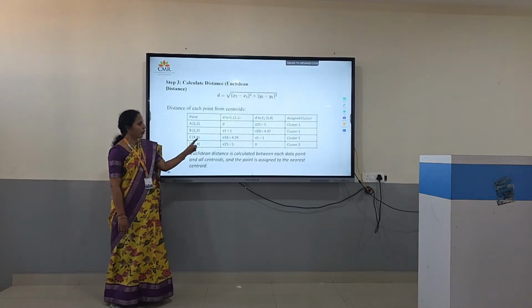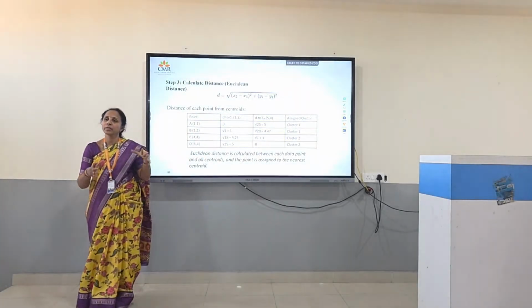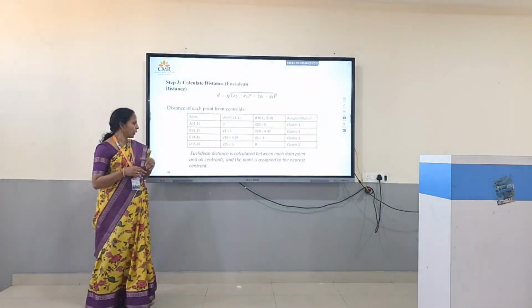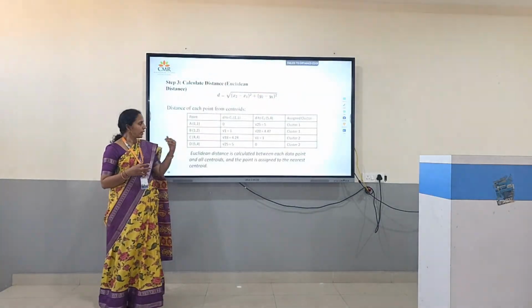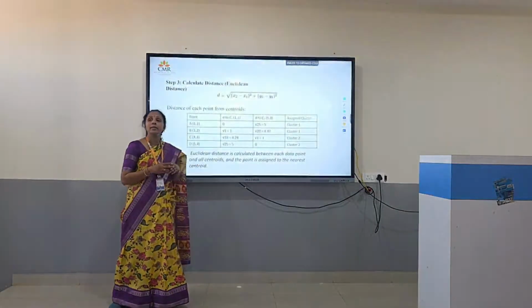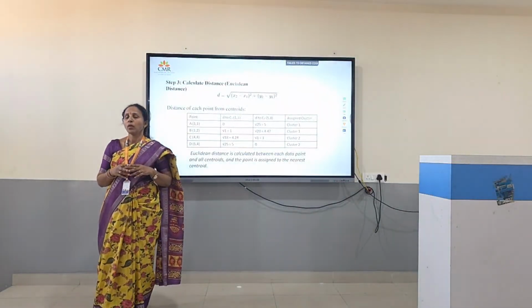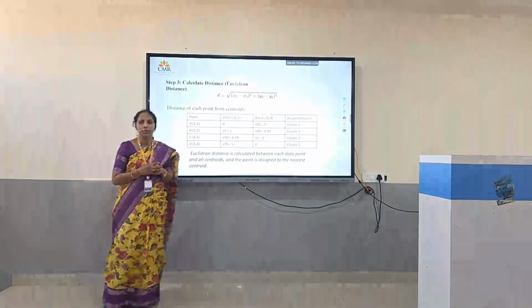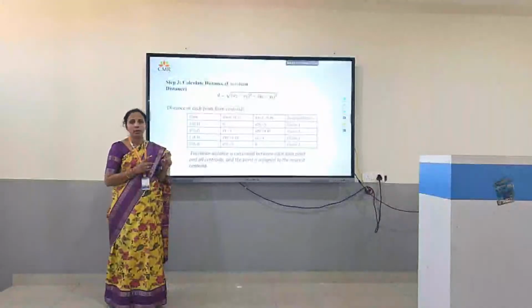In that way, the points will move to the clusters based on the Euclidean distance. Is that clear? Then here we have to see one more thing. When the data points are moved to the cluster, the centroid value will change. Whenever a new data point moves to that cluster, the centroid will change. So the new centroid should be calculated.